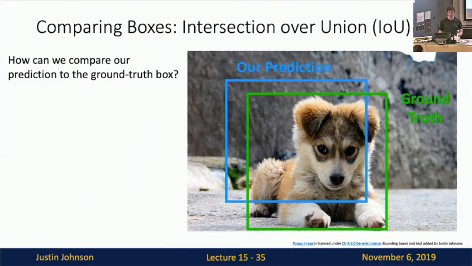So suppose that in this image of this adorable puppy, the green box is the true box that the system should have output for this image. And these things will never be perfect, so suppose that our algorithm outputs this blue box. Then we need some way to compare whether or not our blue box matches the green box. And because these are all real numbers, it will never match exactly.